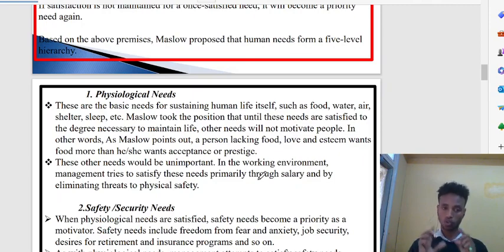According to Abraham Maslow's theory, there are 5 basic needs that must be sustained in order to accomplish the human needs.